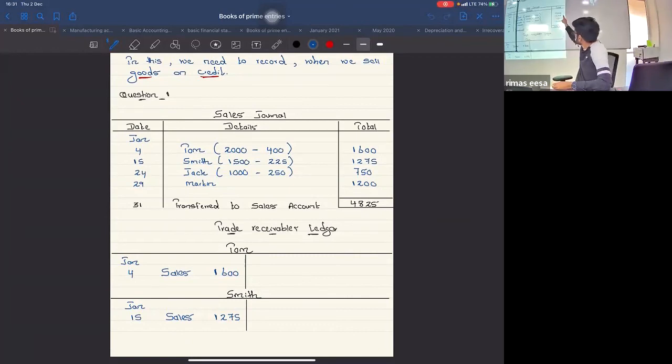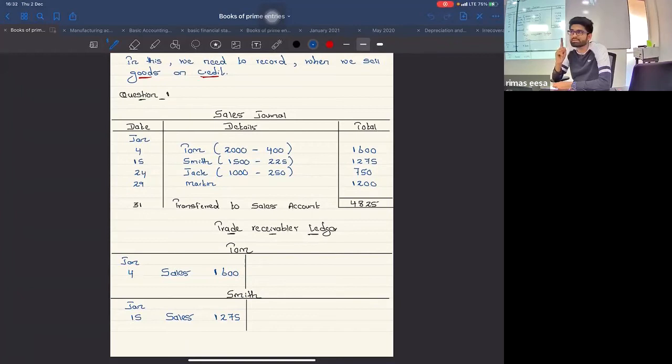Remember, you need to look at the value that you have entered in the sales journal. By looking at that value only, you start entering the debit and the credit entries. Sales journal is a book of prime entry. No. We revised books of prime entries. What do you mean by a book of prime entry?